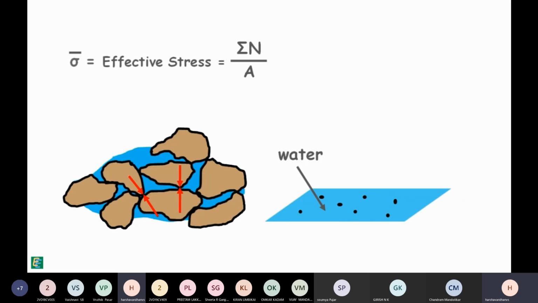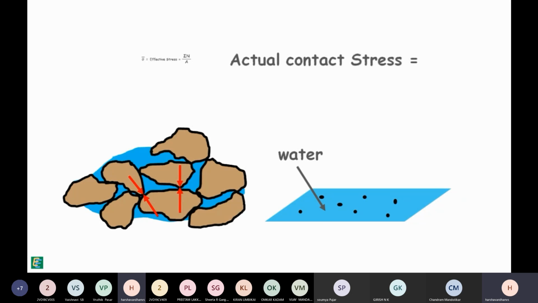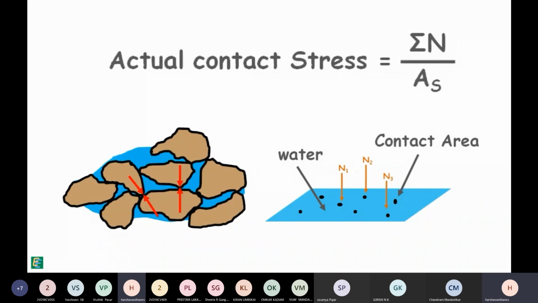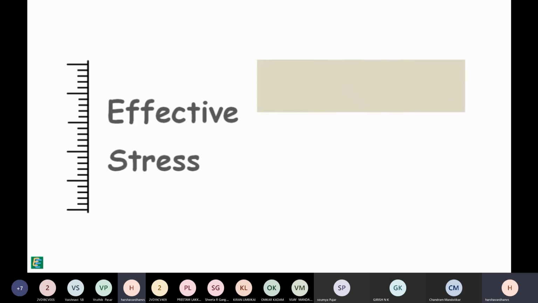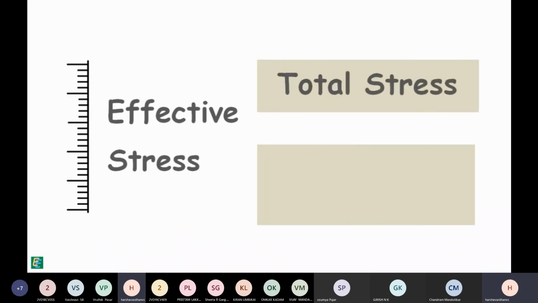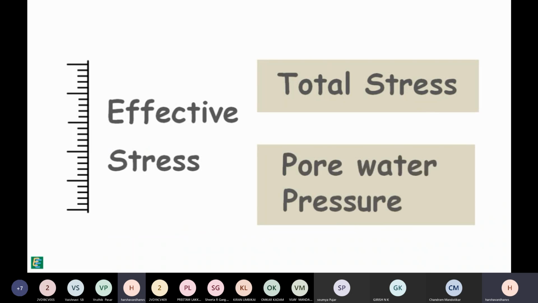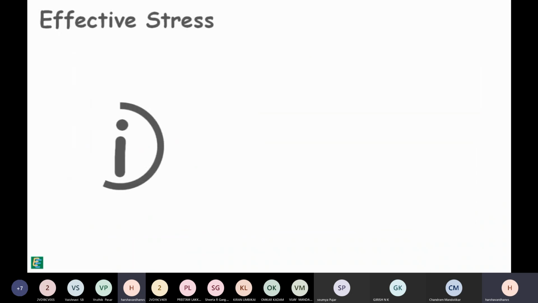This effective stress is much smaller than the actual contact stress, which will be the total normal force transmitted at the points of contact divided by the actual contact area only. This quantity will be huge. So the effective stress has no physical meaning and therefore it cannot be measured directly. But it is deduced from two physical and measurable quantities, total stress and pore water pressure. But still, effective stress is very important and useful for soil engineers.